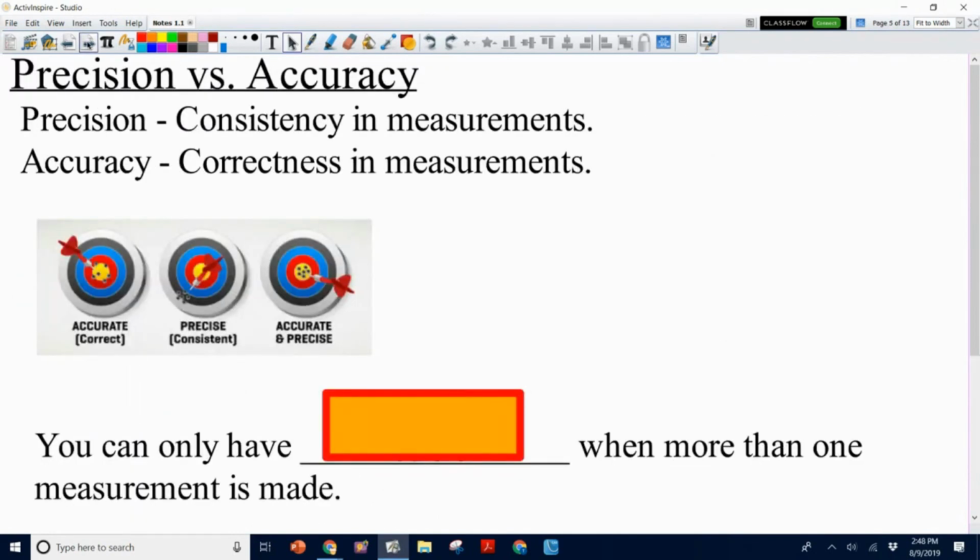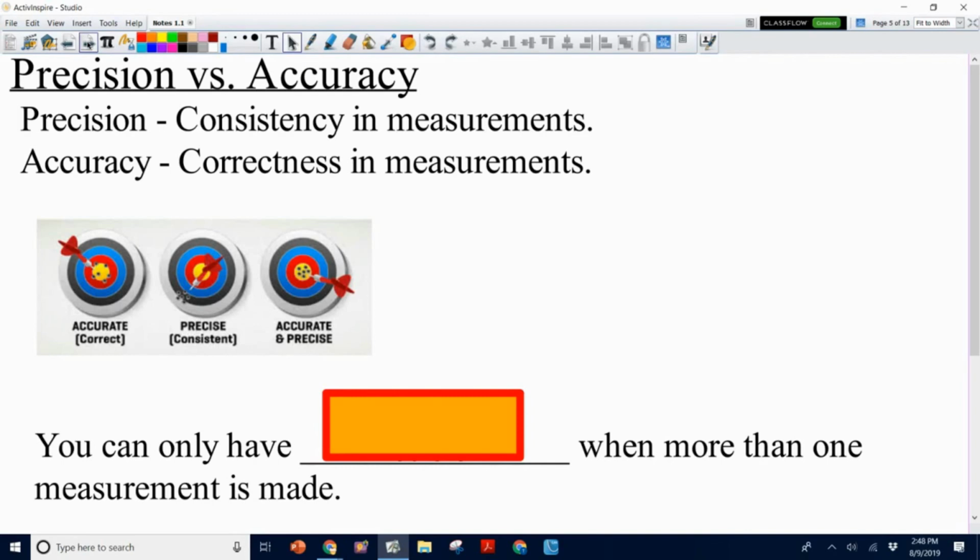All right, so now the definitions of precision and accuracy. So pause and write these down. All right, precision. Precision is defined as the consistency in the measurements. Now, consistency, what does that mean? That means how close your answer is to other answers that other people have taken. So in consistency, you have to have more than one measurement. In accuracy, it's the correctness in the measurement.